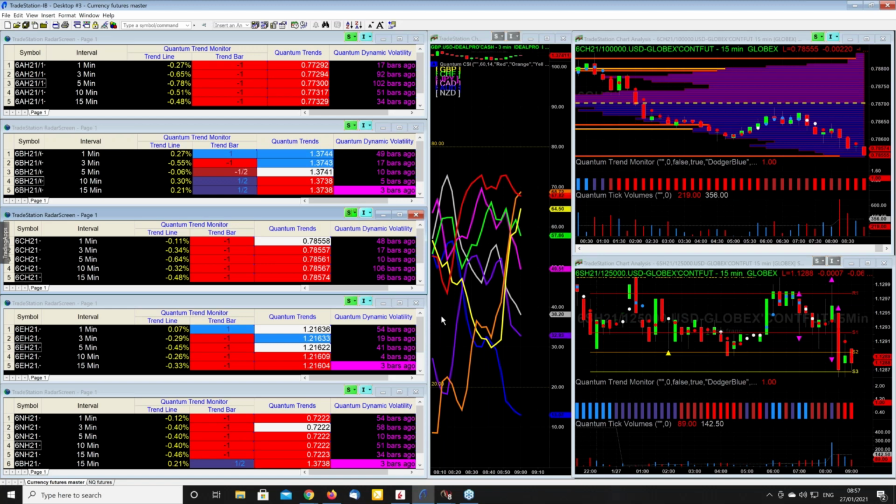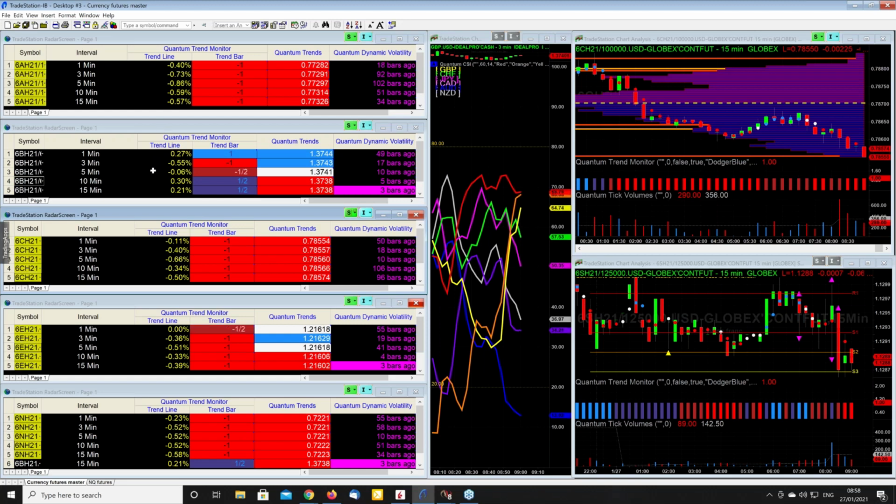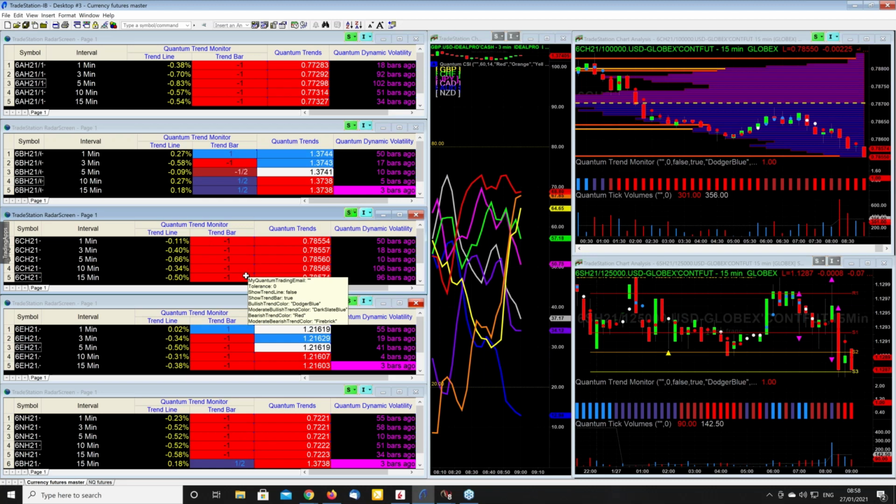And the primary difference is that you can have up to 1,000 cells on radar screen on TradeStation 10 and above. On 9.5, at the moment, it is limited to 400 cells, which is still pretty powerful. But this is a very simple application of radar screen, purely based on currency futures. This move is developing nicely. All red, every cell in there is red. Nice move to the downside.